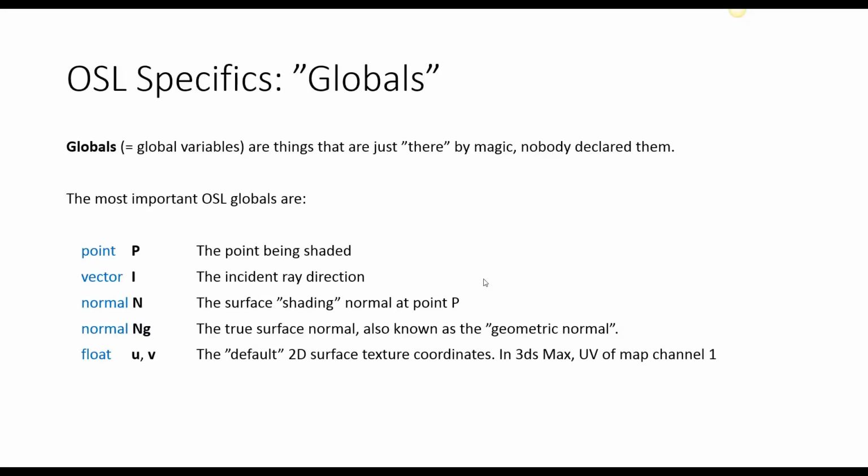Next, we have something called globals in OSL. Globals, also known as global variables, just exist in the language. There's nothing you have to declare. These variables are just there. Actually, if you try to declare a point named P, you most likely will get an error message because that's basically a reserved name. The most important globals are the point P, which is the shading point, the vector I, the normal N, the geometric normal called NG, and U and V, which are the default 2D surface texture coordinates. In 3ds Max that maps to map channel 1.